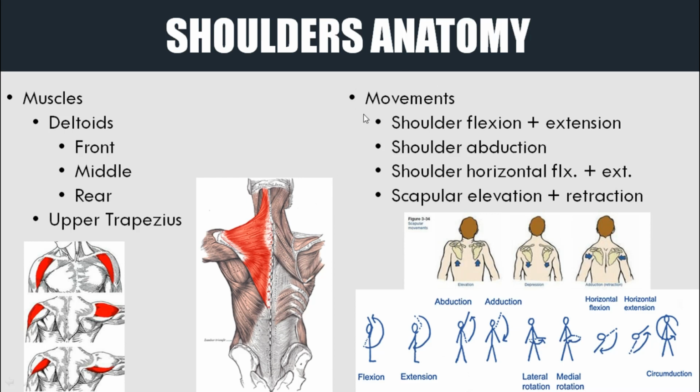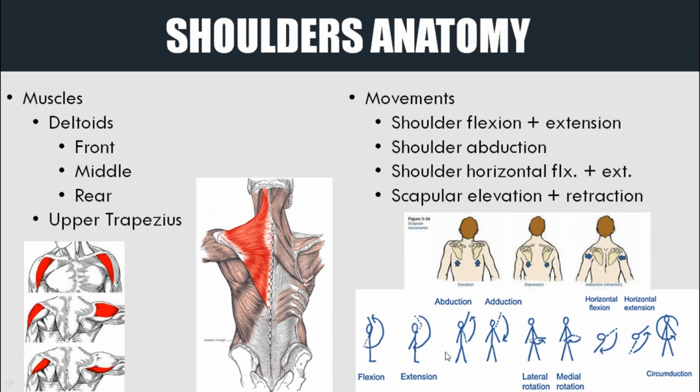So what movements do these muscles produce? And what movements can we do to train these muscles? So we have shoulder flexion and extension. If we look at this diagram here, if our arm is out straight in front of us, and we bring it up over our head, that's shoulder flexion. And if we bring it back down behind our body, that's extension. The front deltoids are going to do shoulder flexion, whereas the rear deltoids are going to do shoulder extension. So we have both of these movements, which is quite interesting because they're opposing movements.